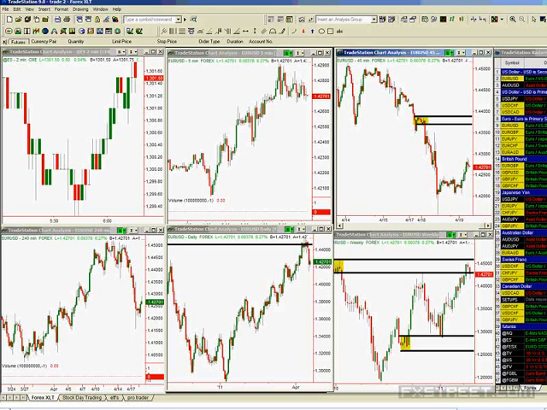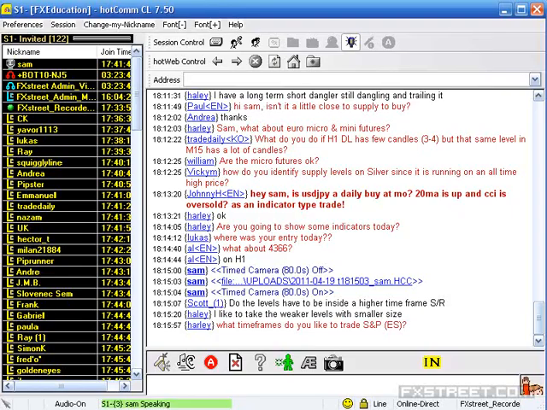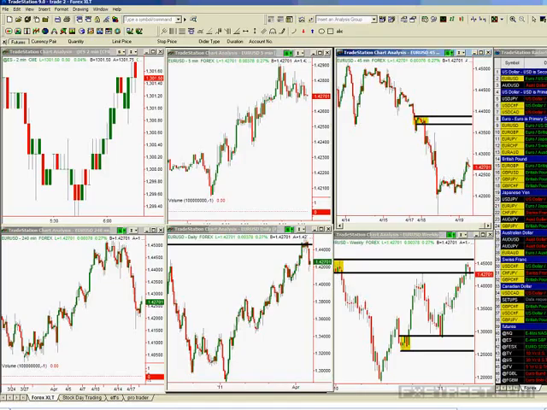Scott's asking a great question. Do the levels have to be inside larger time frame support resistance or supply and demand? They don't have to be. But two things. Number one, the odds are going to be stacked in your favor if they are. But if they're not, that's okay too. Just make sure you're not taking a small time frame demand level as a buy signal anywhere near a larger time frame supply, or you're not taking a smaller time frame supply level as a short anywhere near larger time frame demand. Okay.